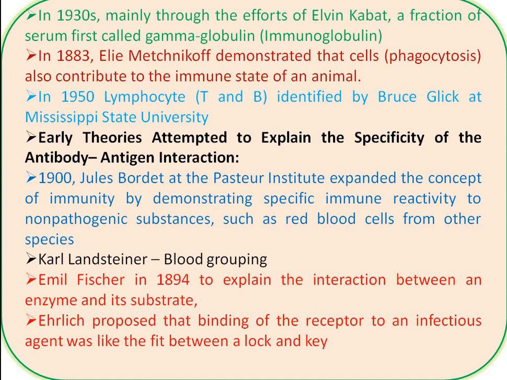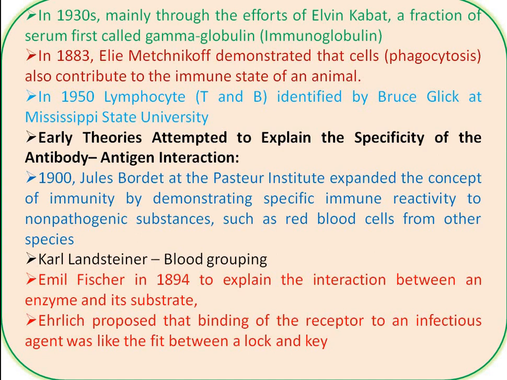Early theories attempted to explain the specificity of antibody-antigen interaction. At the beginning of the 20th century, Jules Bordet at the Pasteur Institute expanded the concept of immunity by demonstrating specific immune reactivity to non-pathogenic substances such as red blood cells from other species, leading to Landsteiner's blood grouping.